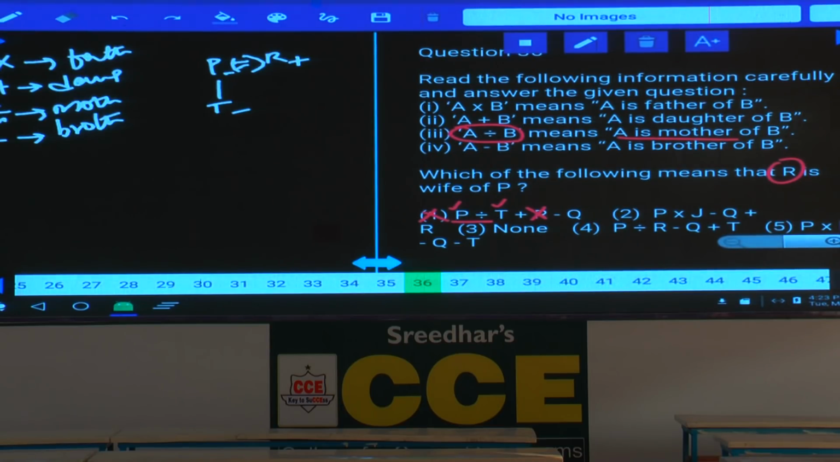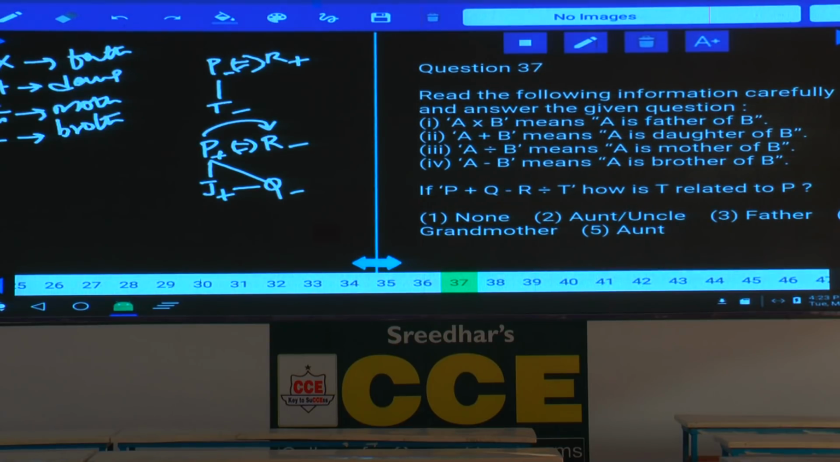Then choice 2. Now in choice 2, P into J. Into stands for father. Now P is the father of J, which can be written like this. J minus Q: J is the brother of Q. And next one, Q plus R: plus stands for Q is the daughter of R. Now J and Q are siblings, and Q is the daughter of R means R is a female. Then is R the wife of P or not? Finally we got that R is the wife of P with the help of choice 2, hence 2 is the answer. Hence in these types of questions we need to go through the choices.